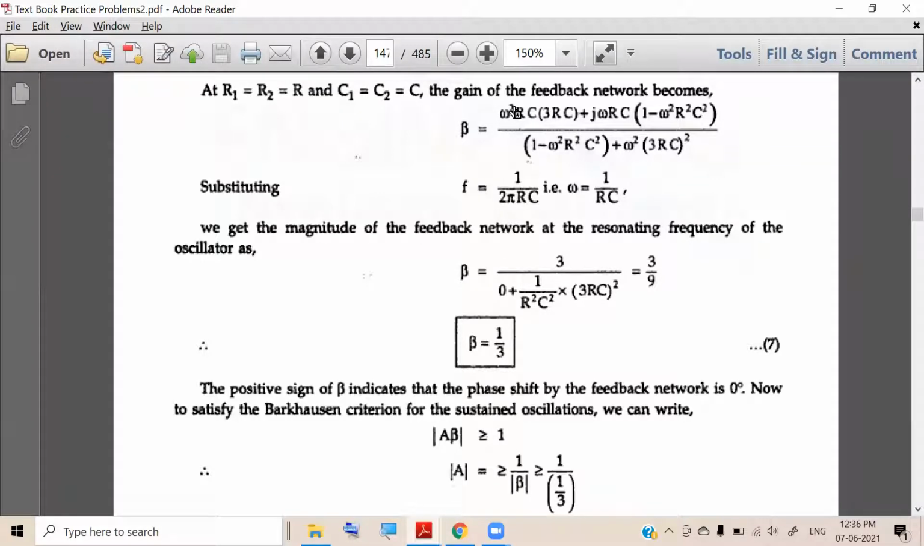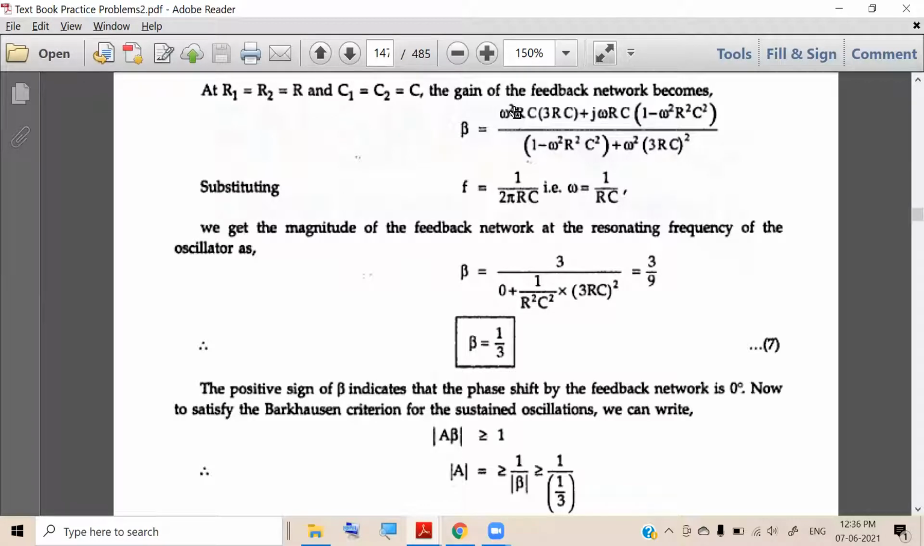An important difference between the Wien-Bridge oscillator and other oscillators is that the feedback network provides 0 degrees phase shift, whereas the RC phase shift oscillator, LC oscillator, or Colpitts oscillator, all these provide 180-degree phase shift. So that is a very important point.